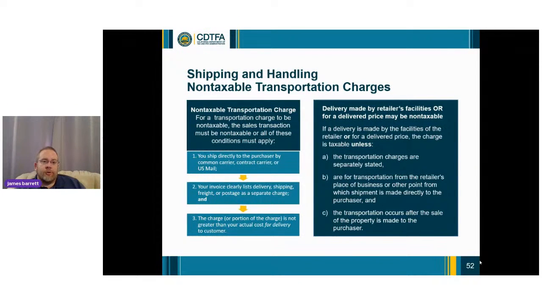Shipping and handling. So shipping is not taxable under 3 conditions. It has to be shipped by common carrier, okay? FedEx, Post Office, UPS. Has to be stated separately as a charge on the invoice, and it's only the actual charge of delivery that's not taxable. So if I say, give me $10, I'll handle shipping, okay? Shipping turns out to be $5. That other $5 is taxable, okay?